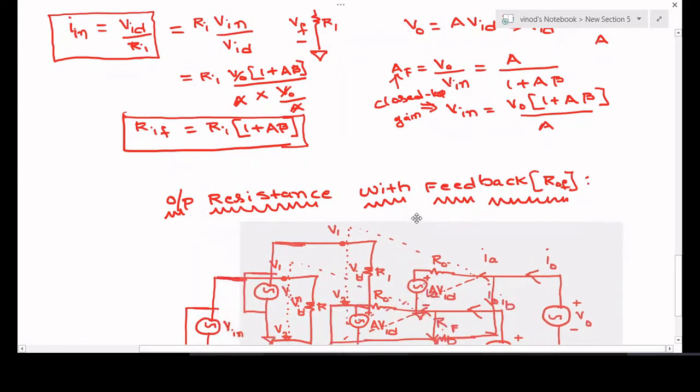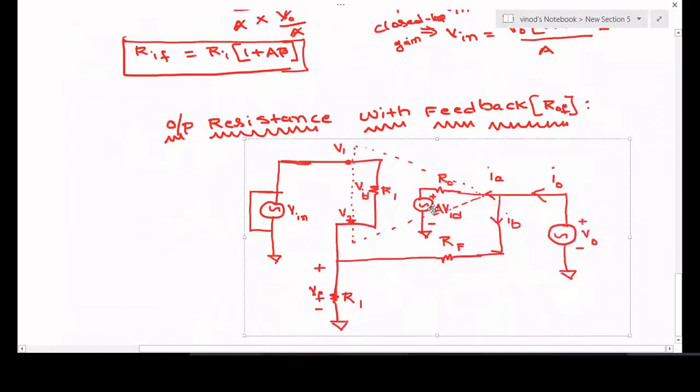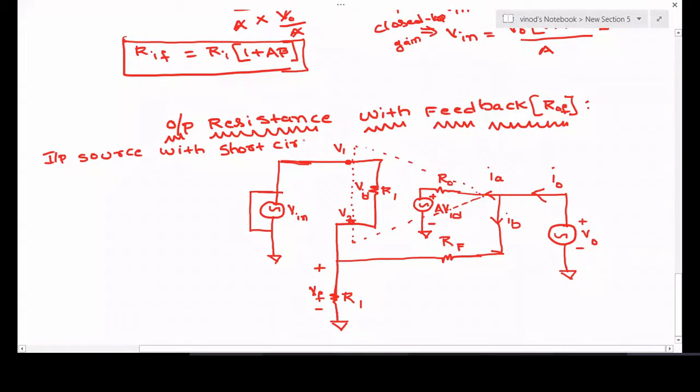So note down the diagram. The same equivalent circuit, but in order to find the output resistance, we have to replace the sources. We have to replace the input source with short circuit. Whenever we find the output resistance of any device, we have to make the input source short circuit. So this is the important point.